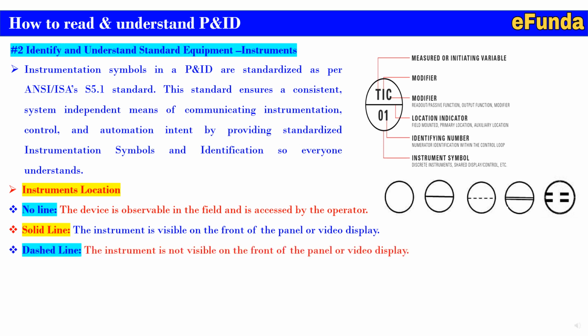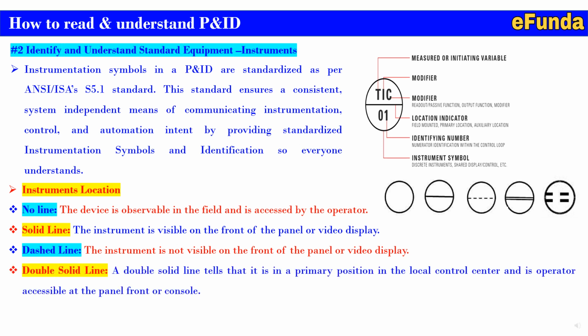A dashed line, the third picture, specifies that the instrument is in the secondary position in the control room and is not accessible by the operator. This means the instrument is not visible on the front panel or the video display. Double solid line, that is the fourth picture. A double solid line tells you that it is a primary position in the local control center and is operator accessible at the panel front or the console.